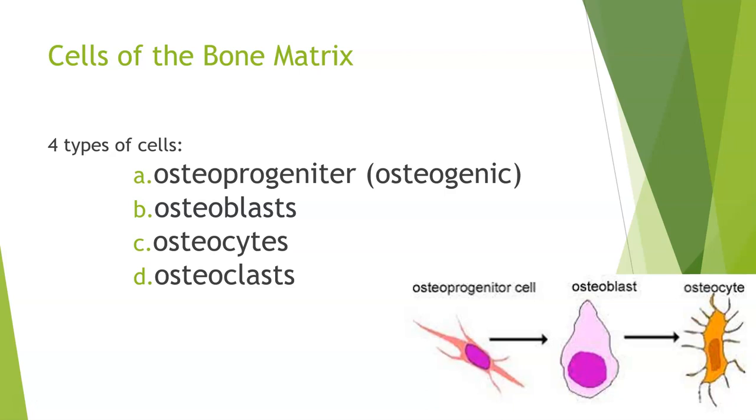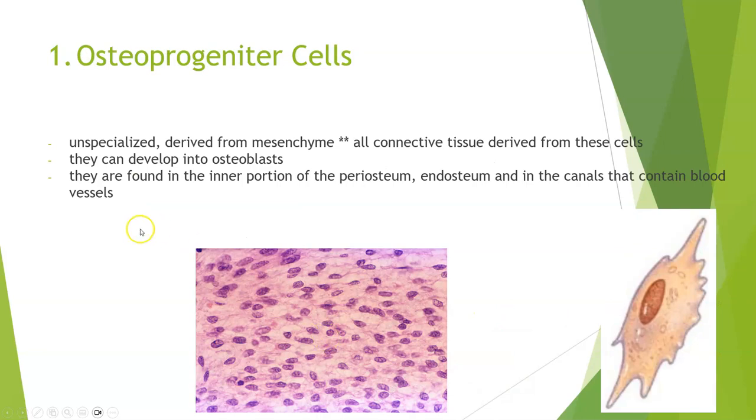We have osteoprogenitor cells, which are osteogenic, that help prepare to become osteoblasts. Osteoblasts, if you remember, blasts means create. So osteoblasts create bone. Then we have osteocytes, which maintain bone. And we have something called osteoclasts, and its responsibility is to break down bone. And we can see them here in the bottom of the slide. The osteoprogenitor cell means that it can become an osteoblast and then eventually an osteocyte.